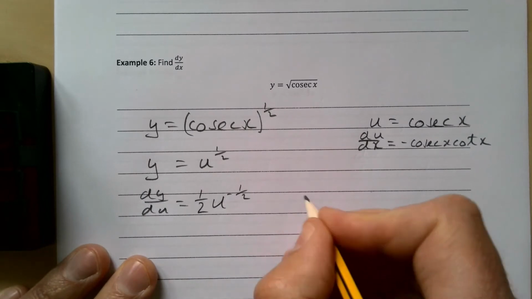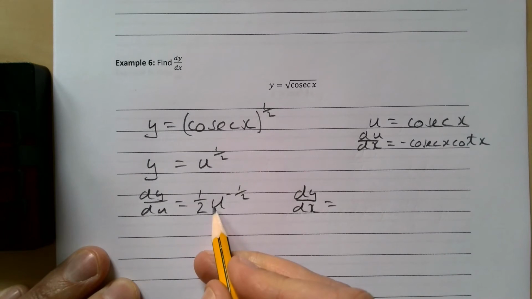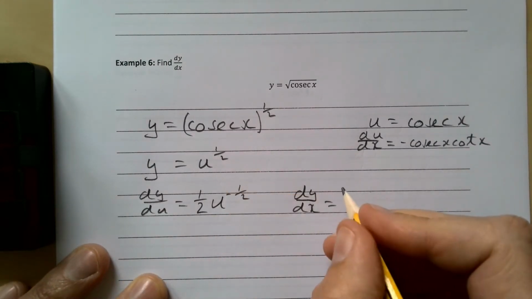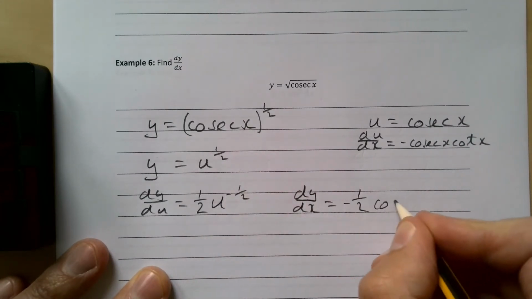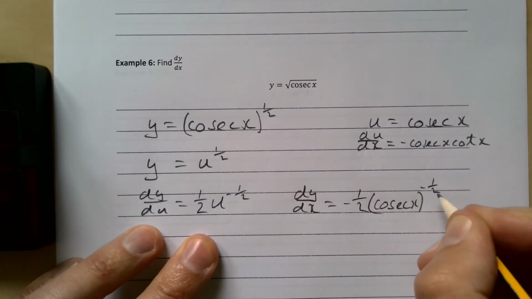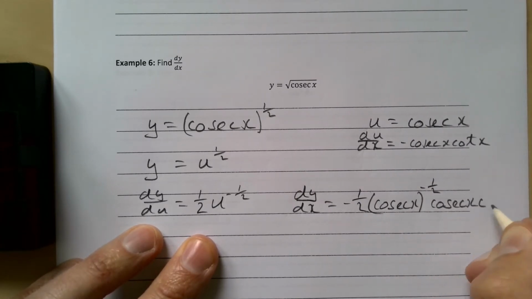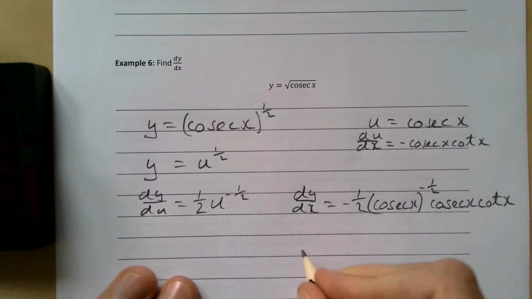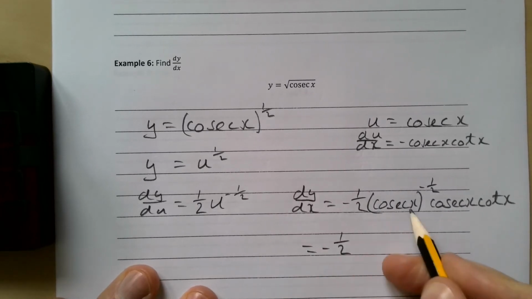So this means dy by dx is going to be dy by du times du by dx. There's a minus there and a half, so let's take those out to the front. So minus a half, and then that's going to be cosec x to the power of minus a half, and that's times cosec x cot x. So how can we tidy this up? We just need to be careful. There's actually a wee bit of indices involved here with minus a half. Here we have cosec x to the power of minus a half.